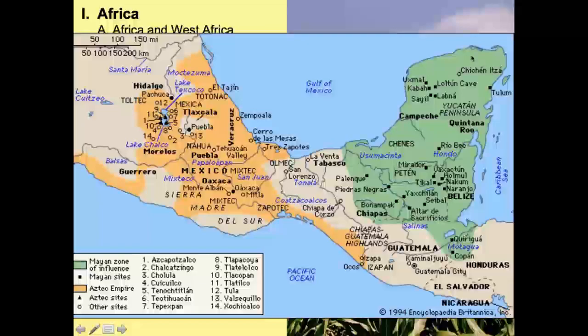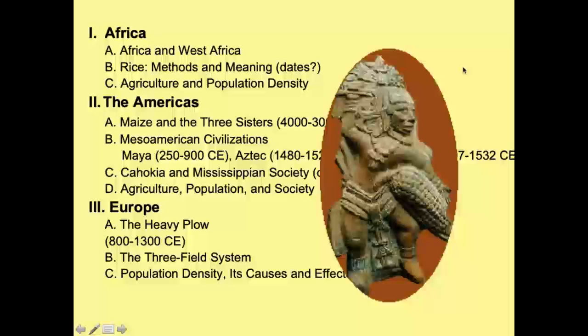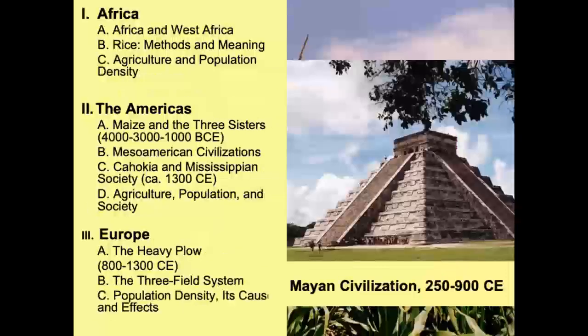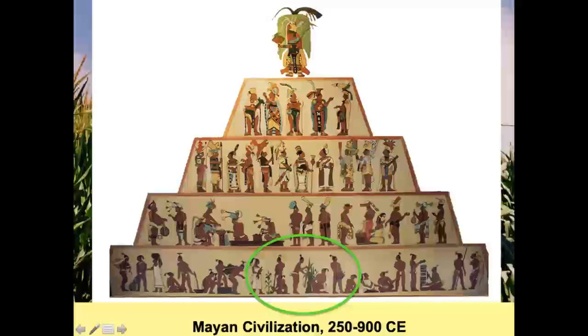Here at the top of the peninsula, you can see Chichen Itza, the great city of the Mayan culture, where they worship the gods who made men out of corn in order to sustain themselves. This is the famous pyramid at Chichen Itza, which reflects the organization of Mayan society.